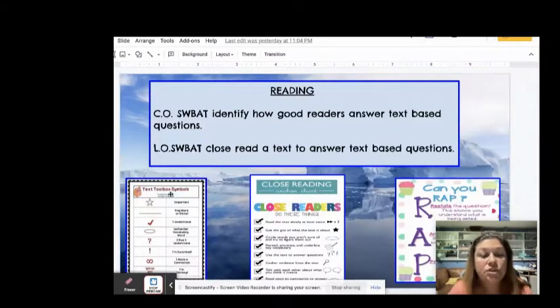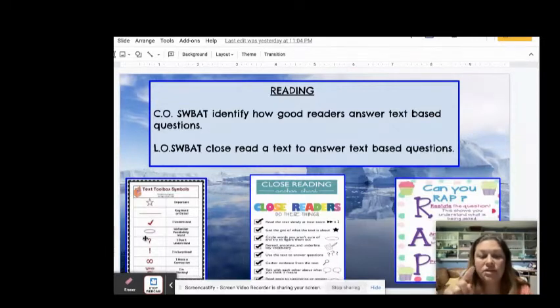It says text toolbox symbols. A star means important. A line, an underline, means keyword or detail. So when you're reading and you find something that is important, you should underline it so that you don't forget about it or where it is later on. A check mark means you understand.